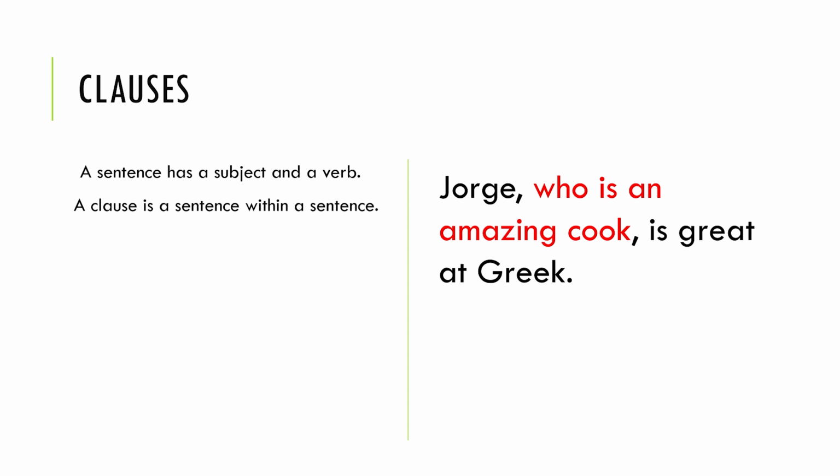So we've got the basic original sentence, which is George is great at Greek. And then we had another sentence we want to throw in there: George is an amazing cook. How do we add that in there? Well, we use a relative pronoun to substitute the subject, which is George. So rather than George is an amazing cook, now we're going to say who is an amazing cook, and we're just going to throw it right in there. You can do that a million times if you wanted to.